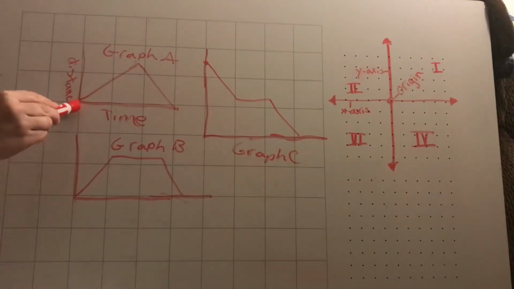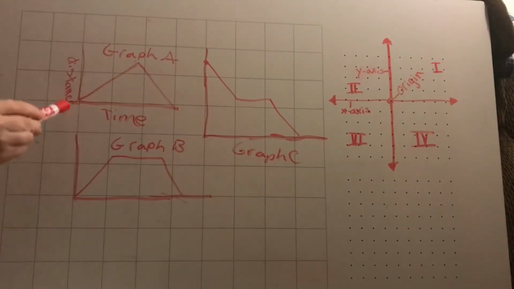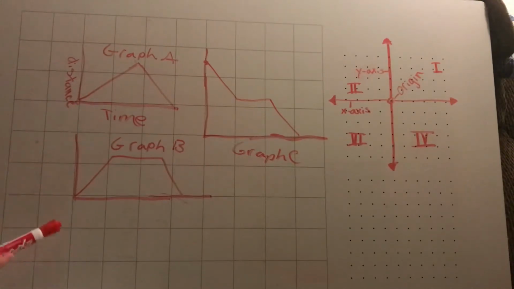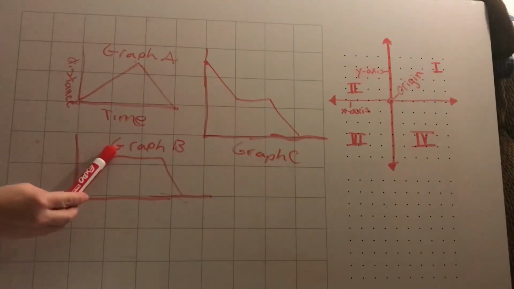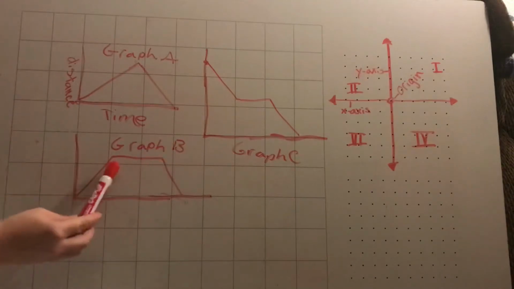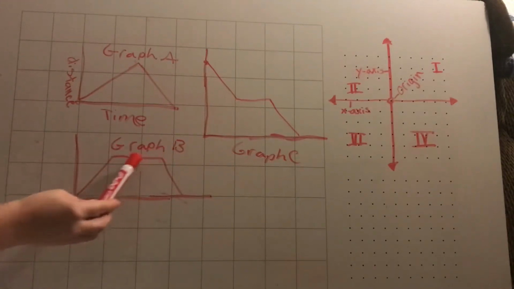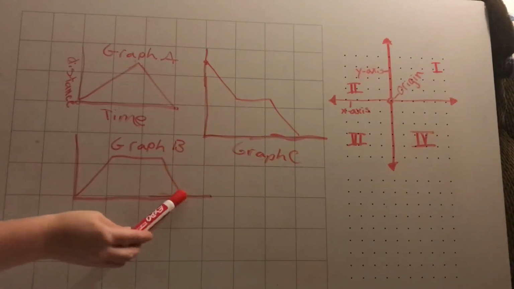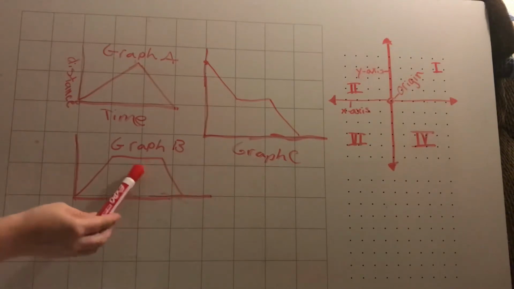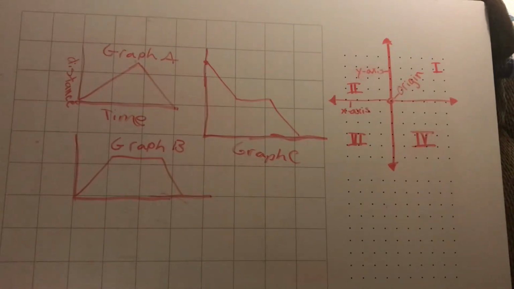She starts here. Now, let's start with graph B. It says that she drives to the beach. She stays on the beach all day. So she's not leaving, her distance is not going anywhere, and then she comes home. Graph B seems to fit that scenario.